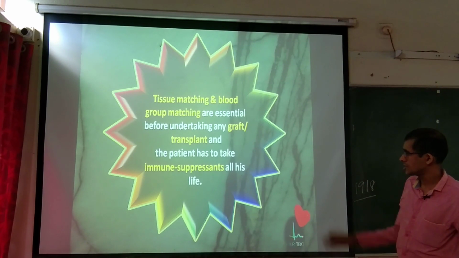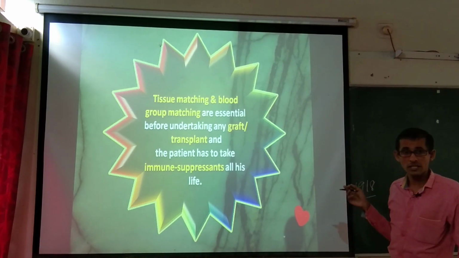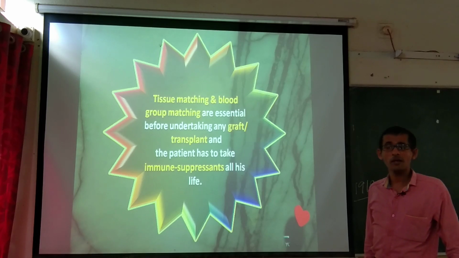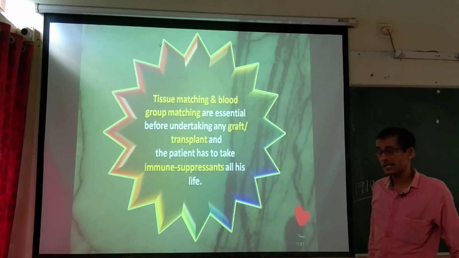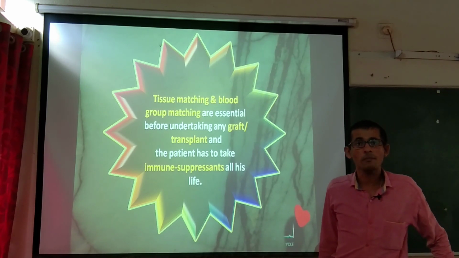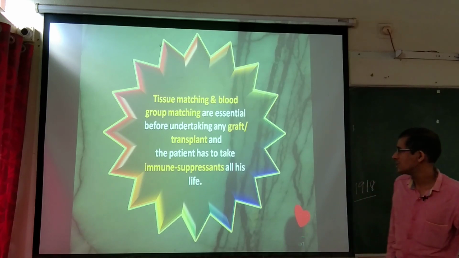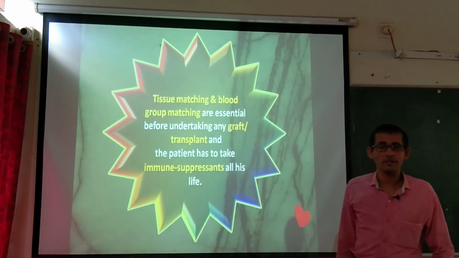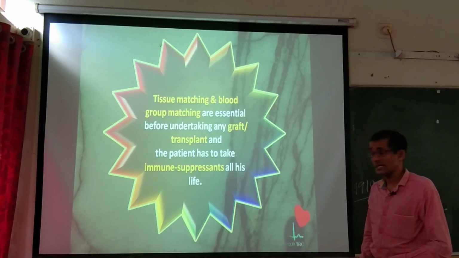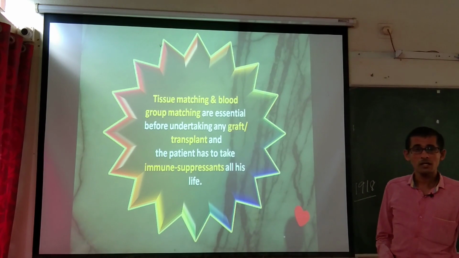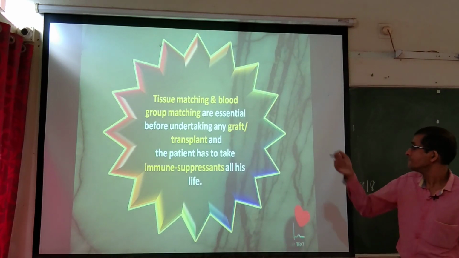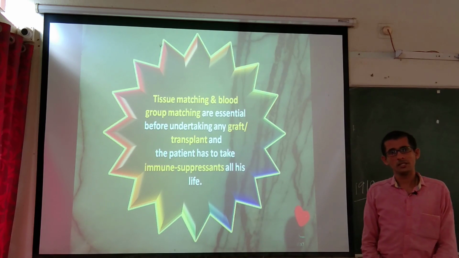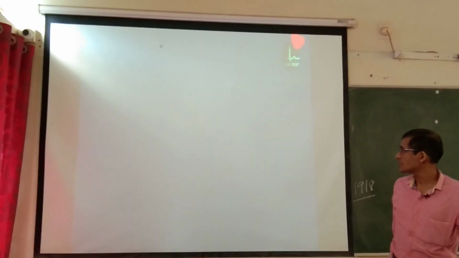Next, during organ transplantation, immunosuppressant agents are given because the immune system of the recipient's body will work against the newly arrived organ and consider it a foreign particle, and there will be the problem of organ rejection. To overcome this, we implement immunosuppressant agents. Immunosuppressive agents like cyclosporin are given before undertaking any graft or transplant. Tissue matching and blood group matching is essential during organ transplantation. This one also we studied, isn't it.